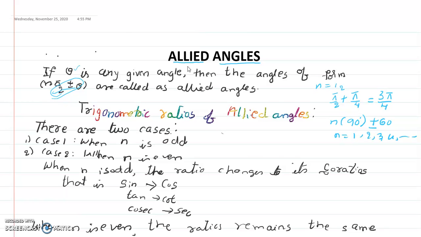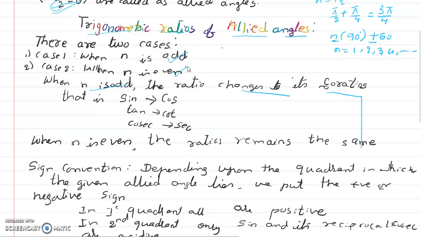Now, in this video we shall see the trigonometric ratios of allied angles, how to write the trigonometric ratios for them. In the definition, allied angle means it's a multiple of 90, so there are two cases. This n may be odd or sometimes n is even. When n is odd, the ratio changes to its co-ratio. What are co-ratios? Sine and cos are co-ratios.